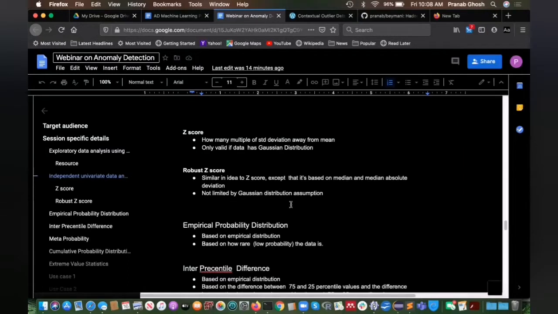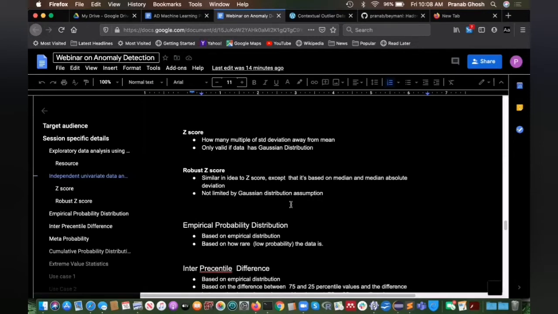Robust z-score is kind of an extension of z-score. Z-score is very sensitive to outliers. If you have outliers in the data, your Gaussian parameters like the mean and standard deviation will be seriously impacted. So robust z-score overcomes that. Instead of the mean, it uses the median.